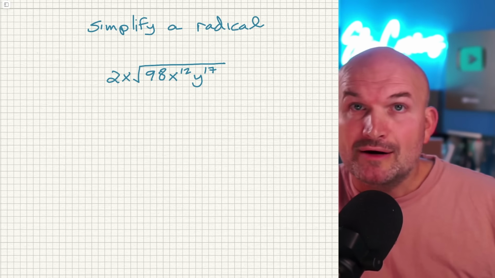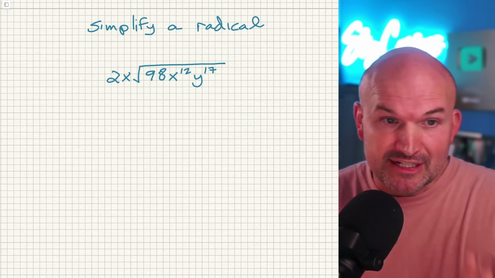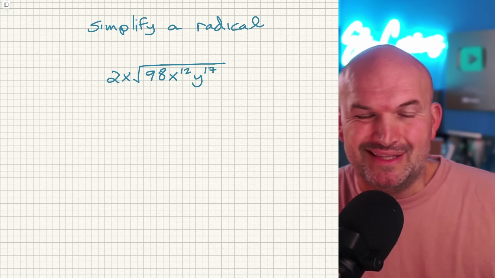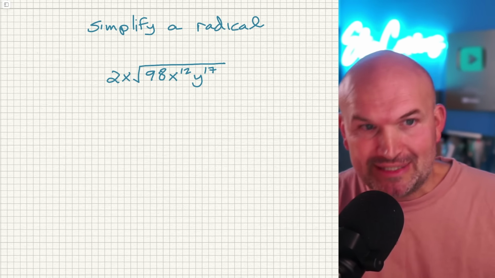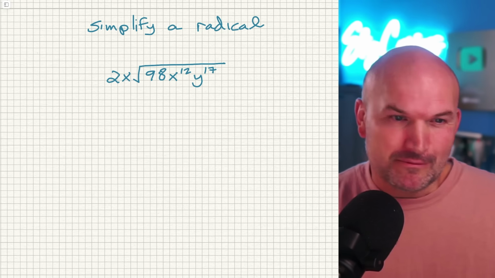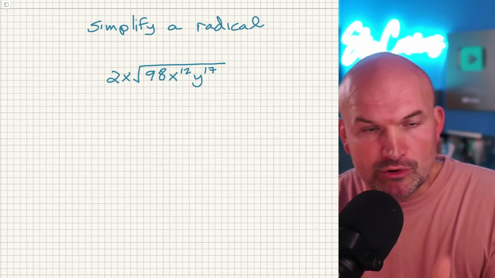In this video, I want to go over how to simplify radicals quickly. I'm going to do that by going over one that you might look at and think, I wouldn't know how to do this quickly. You have some bigger numbers and some bigger powers. So here is how I would approach a problem like this.